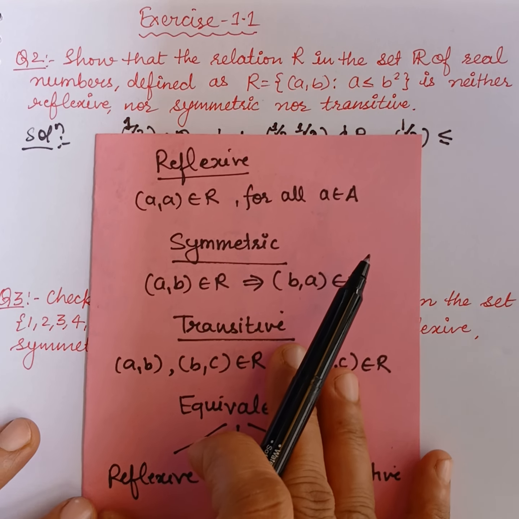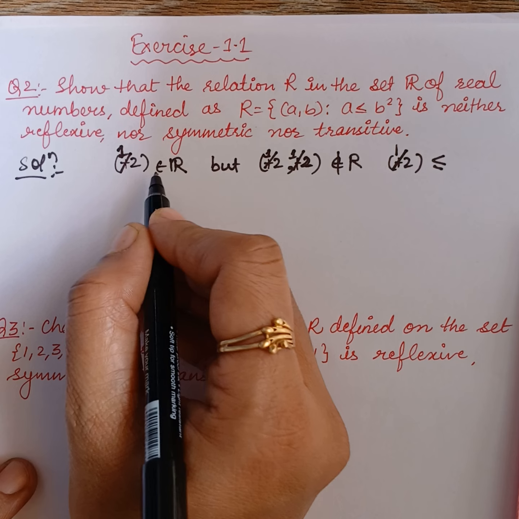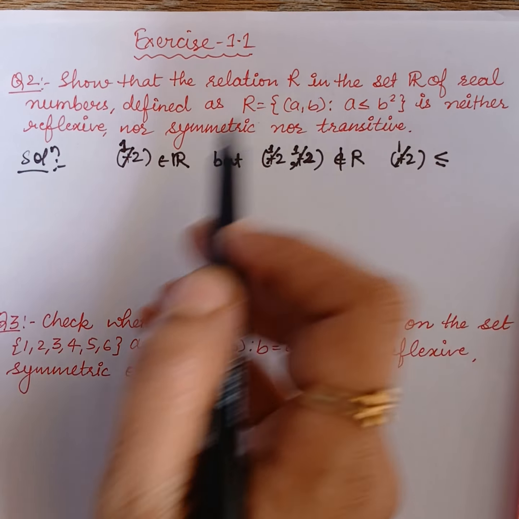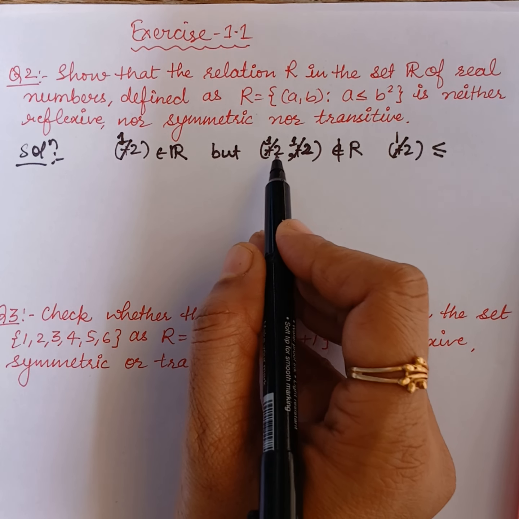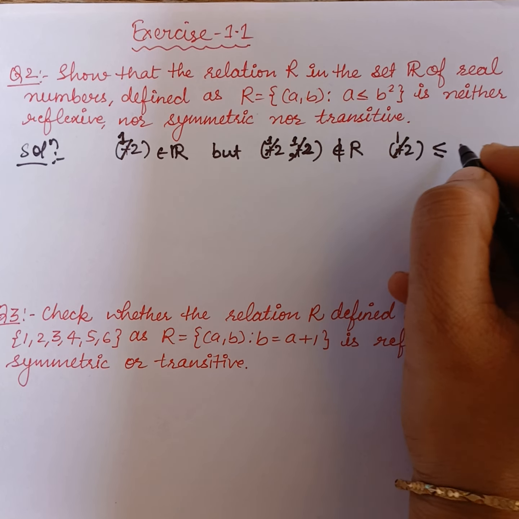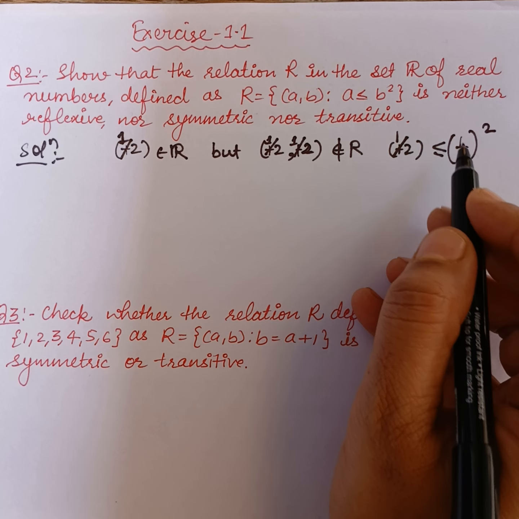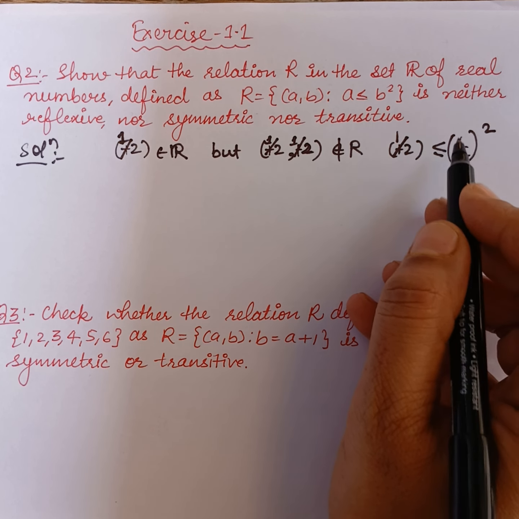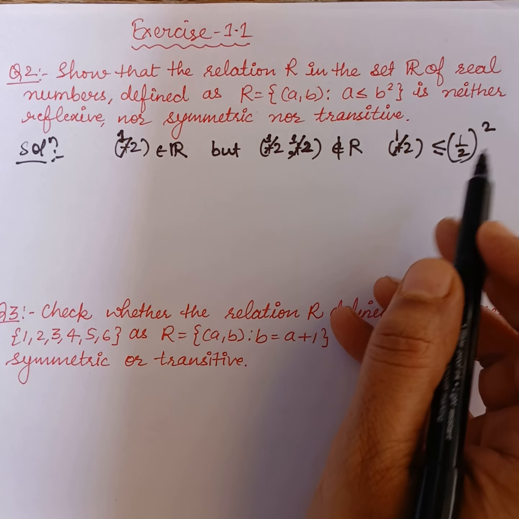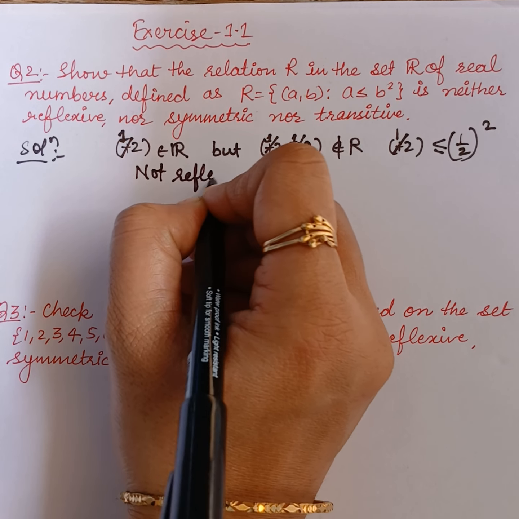So let us try. For reflexive, I have found 1/2. Here 1/2 belongs to the set of real numbers, because R is a relation in the set of real numbers. Now 1/2 belongs to R, but (1/2, 1/2) doesn't belong to R. Why? Because 1/2 is not less than or equal to (1/2)². 1/2 is 0.5, and (1/2)² will be 0.25, that is 1/4. So it is not less than or equal to (1/2)². So it is not reflexive.